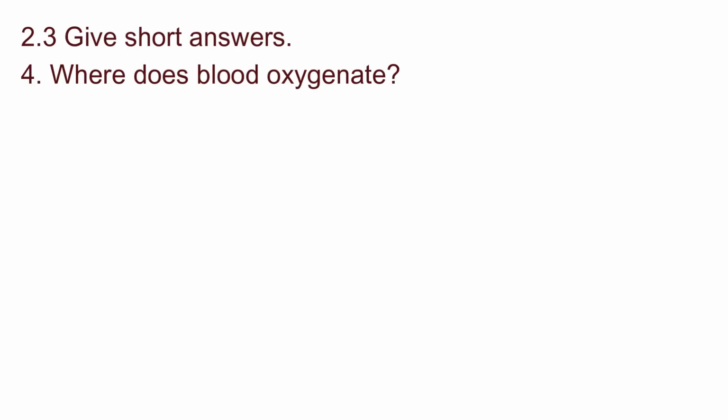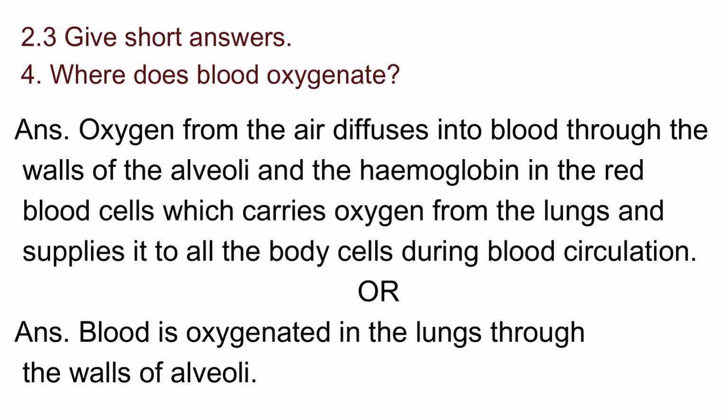4. Where does blood oxygenate? Answer: oxygen from the air diffuses into blood through the walls of the alveoli and the hemoglobin in the red blood cells, which carries oxygen from the lungs and supplies it to all the body cells during blood circulation.